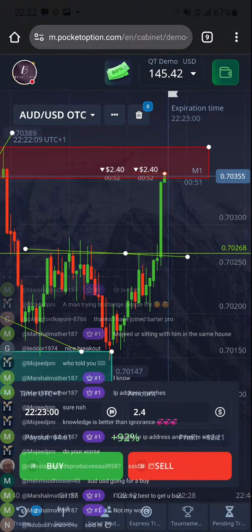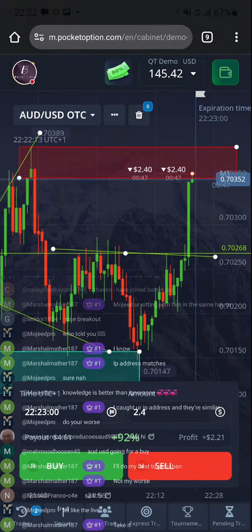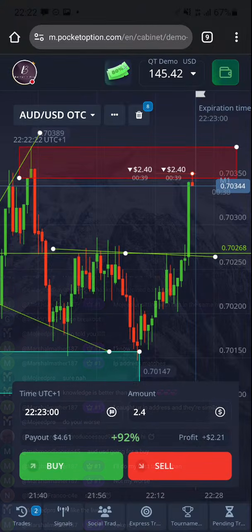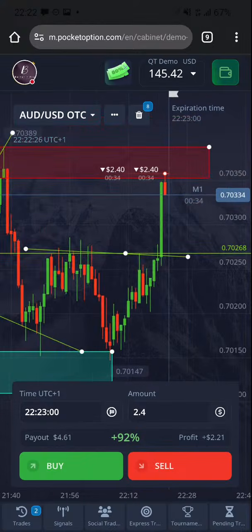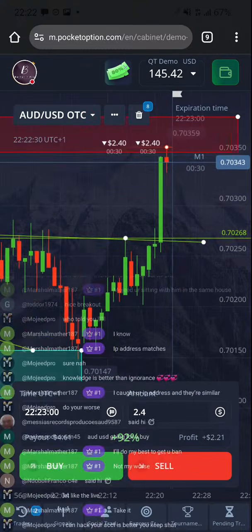Why? Because this is a very strong push to the upside. But I'm expecting the sellers to be able to reject this price at least enough to give us a winning trade. But if it doesn't happen, it's fine. It's still with small amounts. You get the gist. But we want to take this trade, so we've taken the trade. We have 30 seconds left, so let's see.